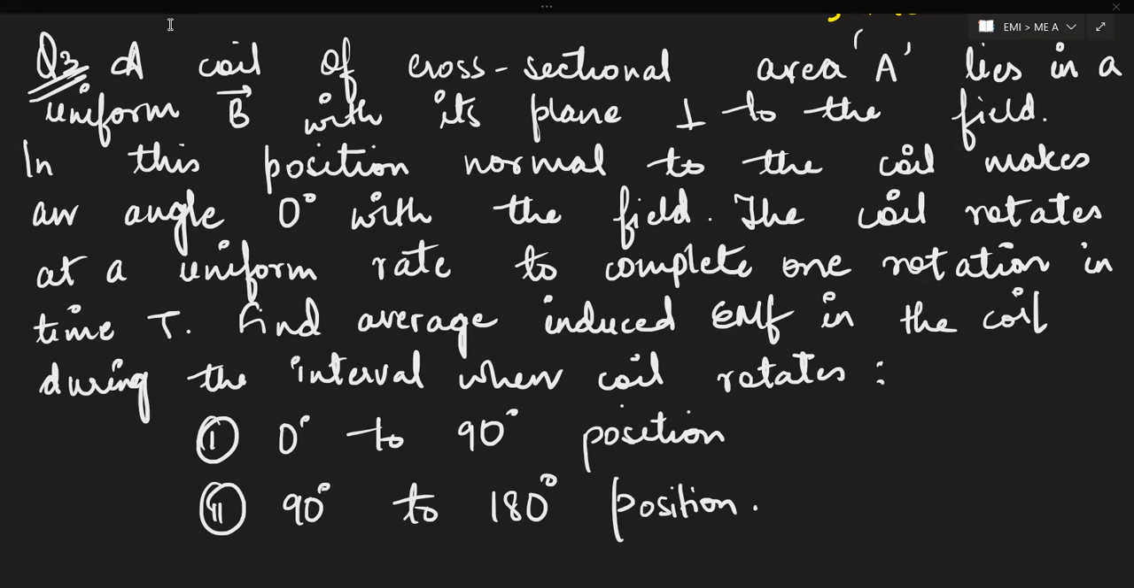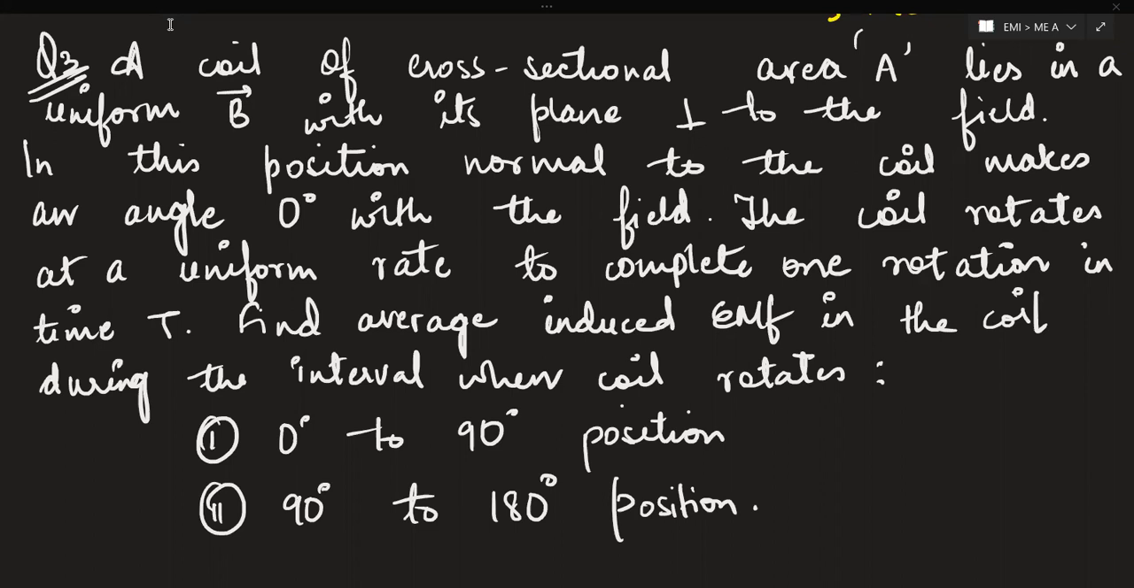See here in this question, the question says what? Coil is there, cross-sectional area is A. Magnetic field B is kept perpendicular to the field. Fine. Plane is perpendicular to the field. Now in this position, remember the way we had started the questions of AC dynamo? The plane of the coil was perpendicular to magnetic field. Similarly here as well. Now in this position, normal to the coil makes an angle of 0 degree with the field. This is the required angle.